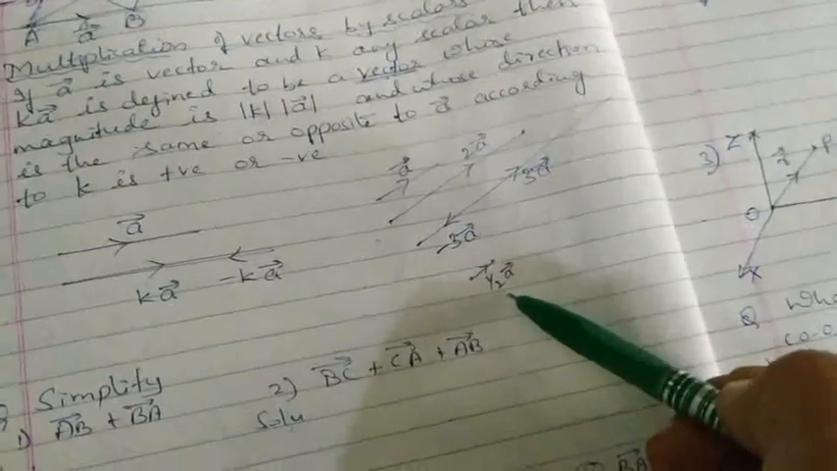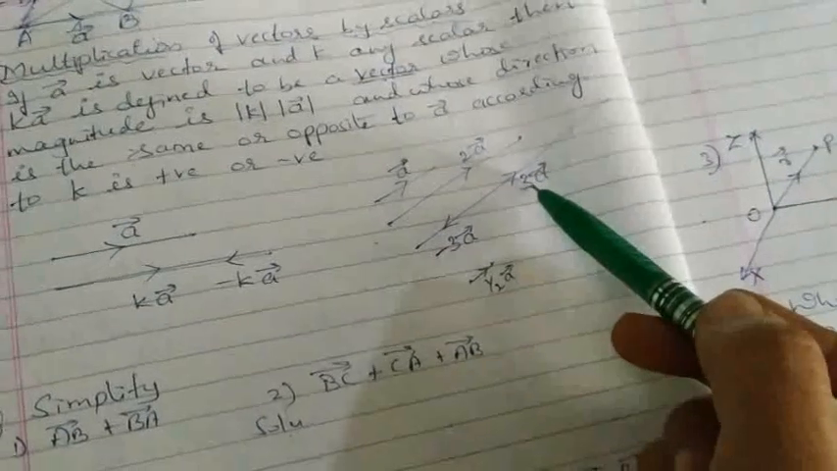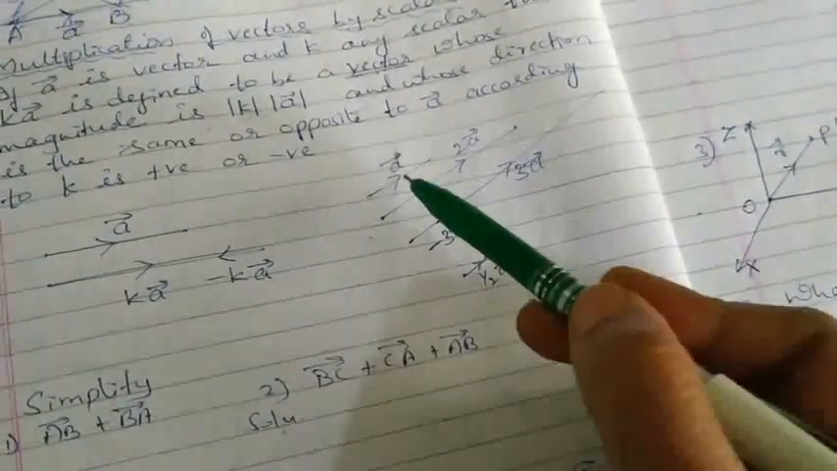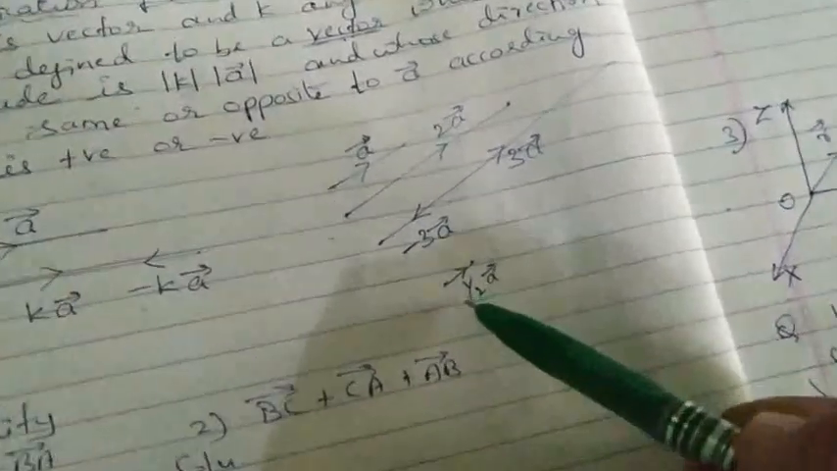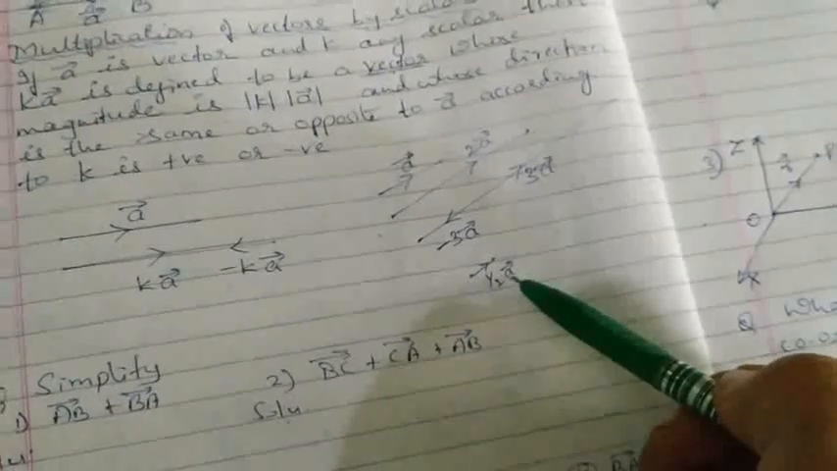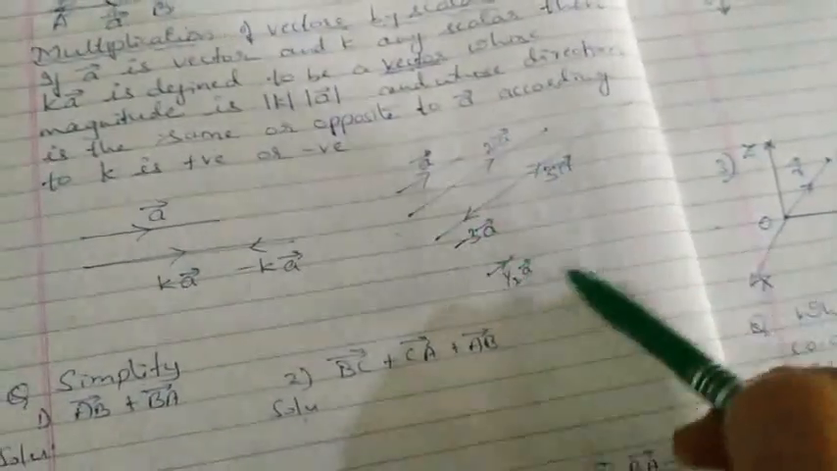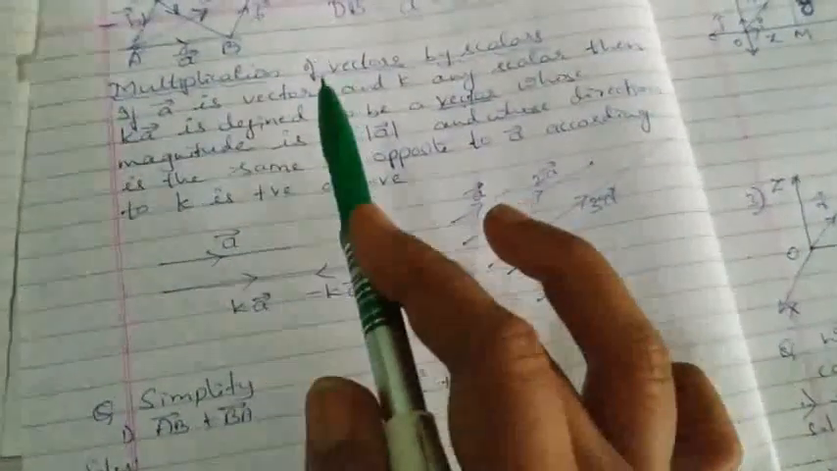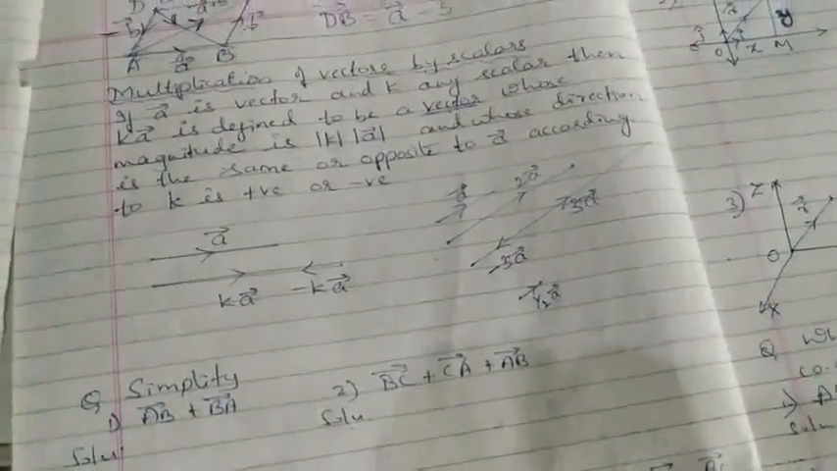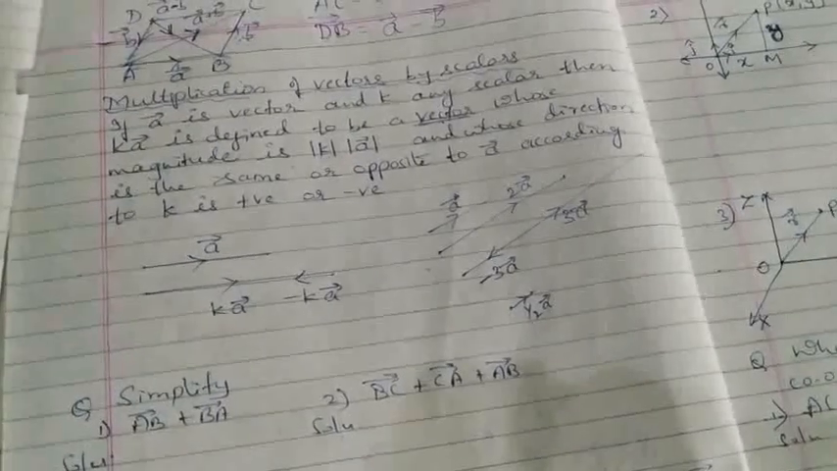It's not compulsory every time that the scalar should be a whole number. Even it can be a fraction also. So we can have half of vector A, 1/4 of vector A, 3/4 of vector A, and so on. So this should be the overall idea. Remember, any vector can be multiplied by a scalar quantity also. The result is once again a vector.